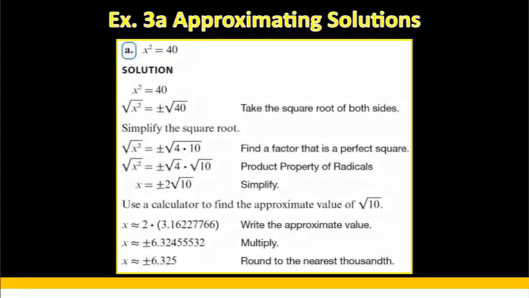You have x as positive and negative 6.32455532. I only go through the first three places in the decimal place. I have to look at the 4th place. That's a 5. That tells me I have to round the 4 up to 5. So that's why our answer is x is about positive and negative 6.325.